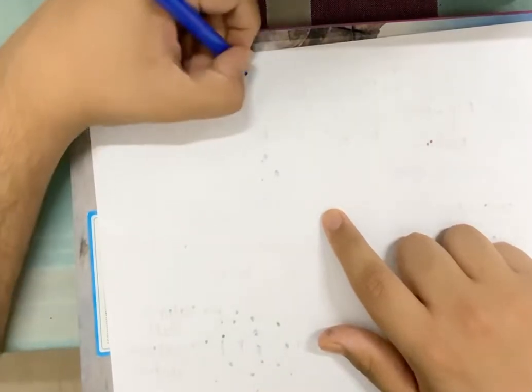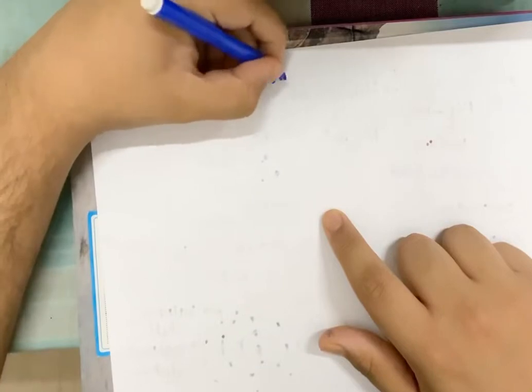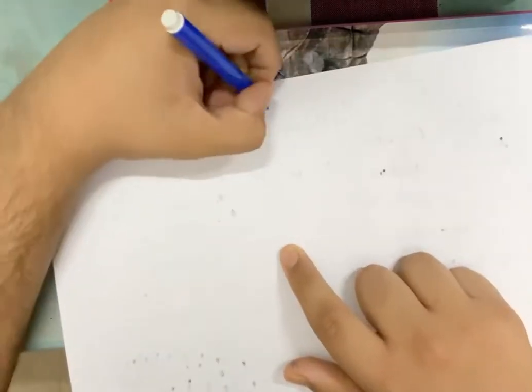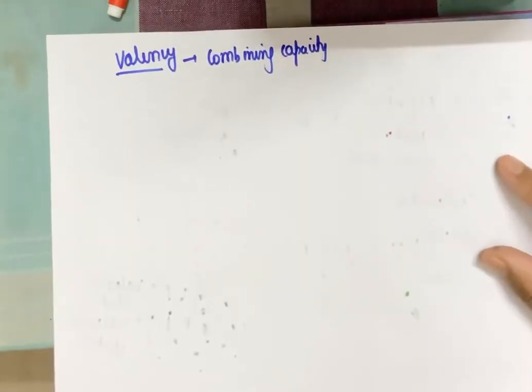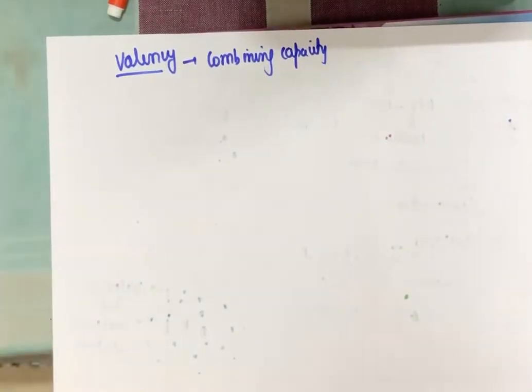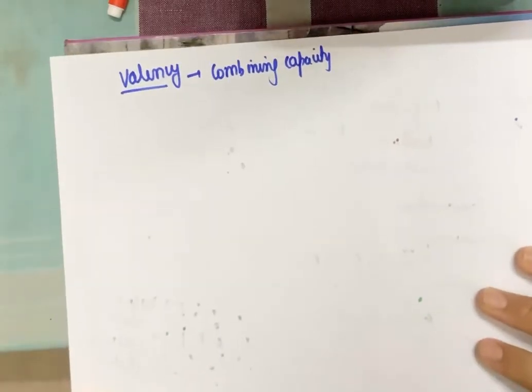Now what is valency first of all? Valency is the combining capacity of an element. So this combining capacity of an element is called valency. Combining capacity means how many electrons it can use to form a bond. So valency is the number of valence electrons it can combine with to form a bond. Okay. Now let's take an example.